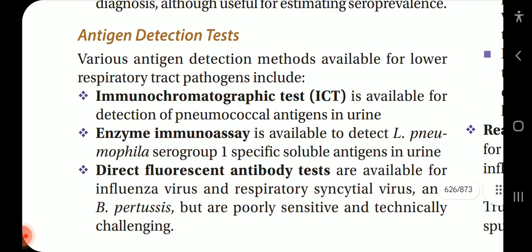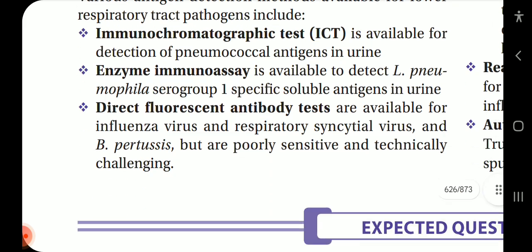Antigen detection tests. Various antigen detection methods available for lower respiratory tract pathogens include immunochromatographic test (ICT), which is available for detection of pneumococcal antigens in urine. Enzyme immunoassays are available to detect L. pneumophila serogroup 1 specific soluble antigens in urine. Direct fluorescent antibody tests are available for influenza virus, respiratory syncytial virus, and Bordetella pertussis, but are poorly sensitive and technically challenging.